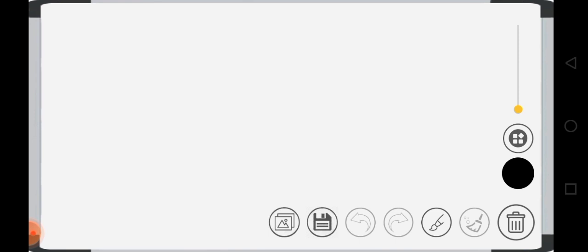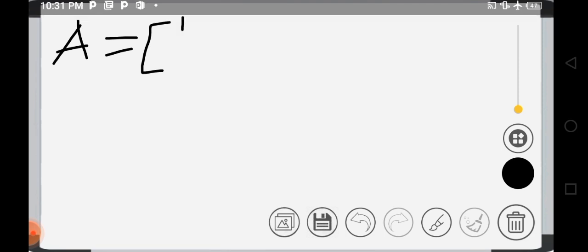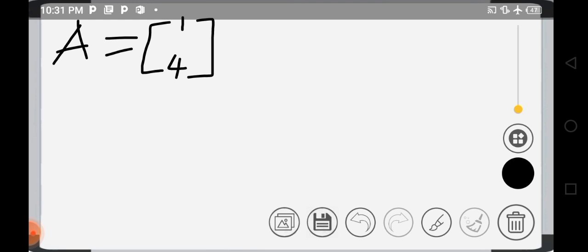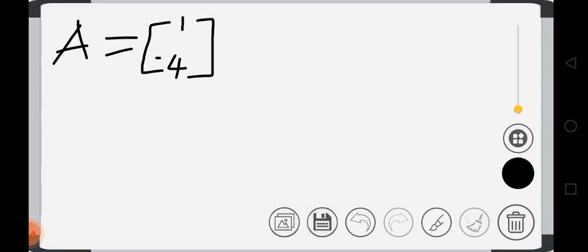Now, let me first start with how to find the magnitude of a vector, or the size of a vector, or the absolute value of a vector. Now, for example, what is the magnitude of the vector A equal to 1 and 4? Okay, let me use minus 4. What is the magnitude of this vector A equal to 1 minus 4?